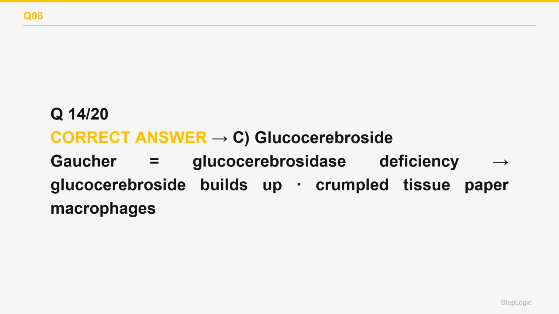Match the lysosomal diseases by their accumulated substrate and morphology. Gaucher accumulates glucocerebroside with crumpled tissue paper cells. Niemann-Pick accumulates sphingomyelin with foamy cells. Tay-Sachs accumulates GM2 ganglioside. Fabry accumulates ceramide trihexoside. Gaucher is also treatable with enzyme replacement therapy. The crumpled tissue paper macrophage with glucocerebroside accumulation means glucocerebrosidase deficiency.